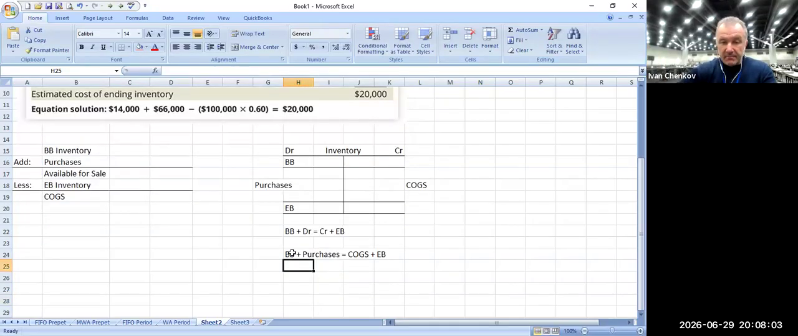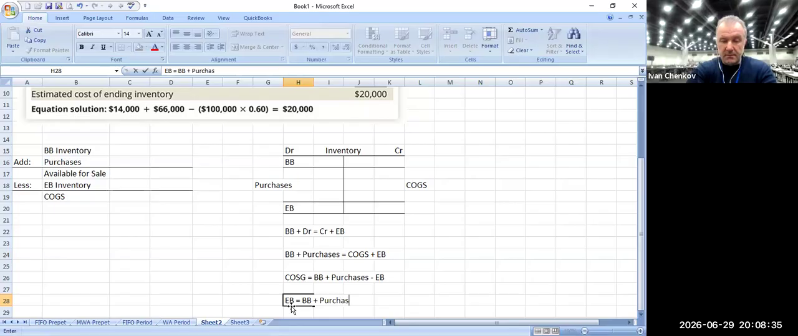Now it depends on what we don't know and what we know. If I don't know cost of goods sold, I can express it: cost of goods sold is going to be equal to the beginning balance plus the purchases minus the ending balance. Now, if I don't know the ending balance, then it's going to be easy again. Ending balance is always going to be equal to the beginning balance plus the purchases minus the cost of goods sold.